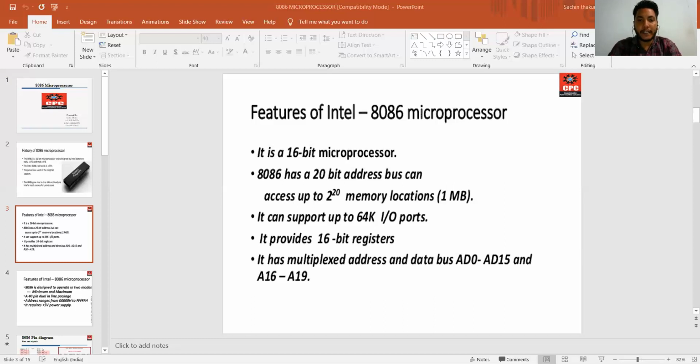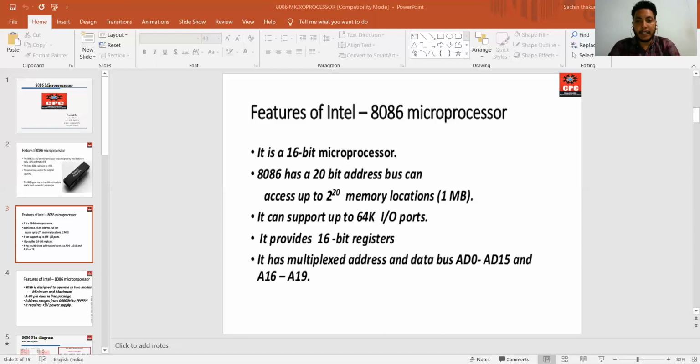It provides 14 16-bit registers. It has a multiplexed address and data bus, that is AD0 to AD15 and A16 to A19. It requires a single phase clock with 33% duty cycle to provide internal timing. And the main feature of the 8086 is that it operates in 2 modes. First is the minimum mode, and second is the maximum mode.